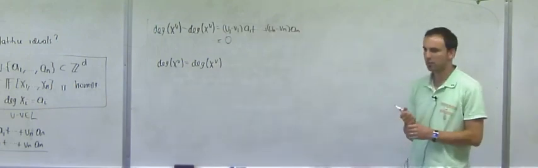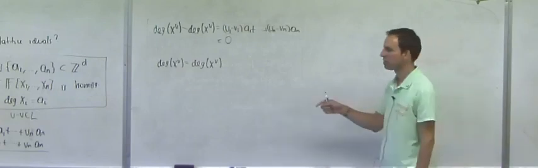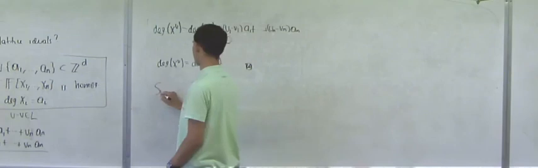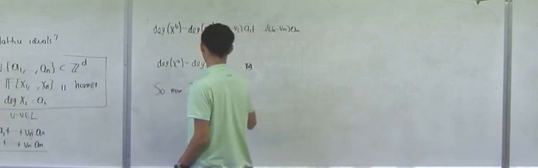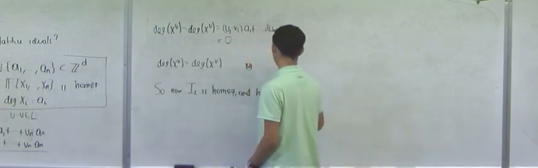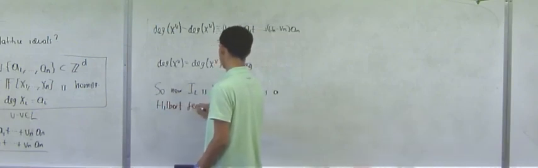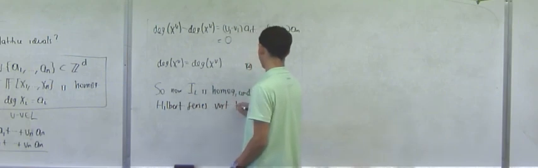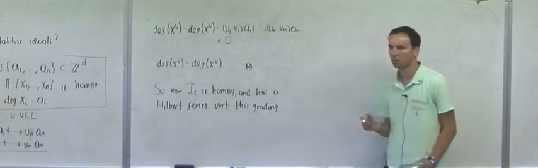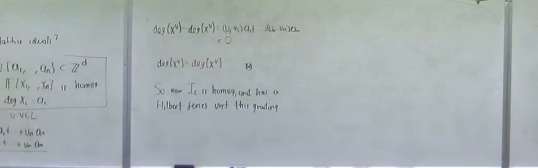And now I have a way of talking about the Hilbert series, but you have to be very careful. Whenever we talk about these Hilbert series, they have to be Hilbert series with respect to this special grading. Okay? So now I_L is homogeneous and has a Hilbert series with respect to this grading. Okay? So now at least we can make sense of what the Hilbert series means.